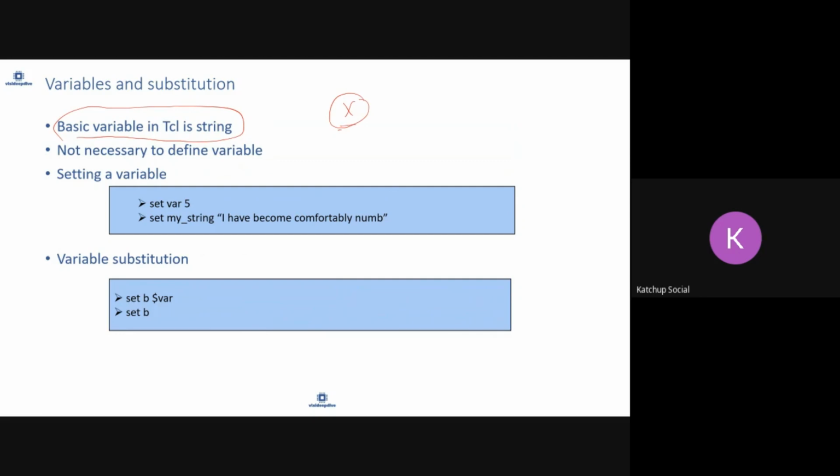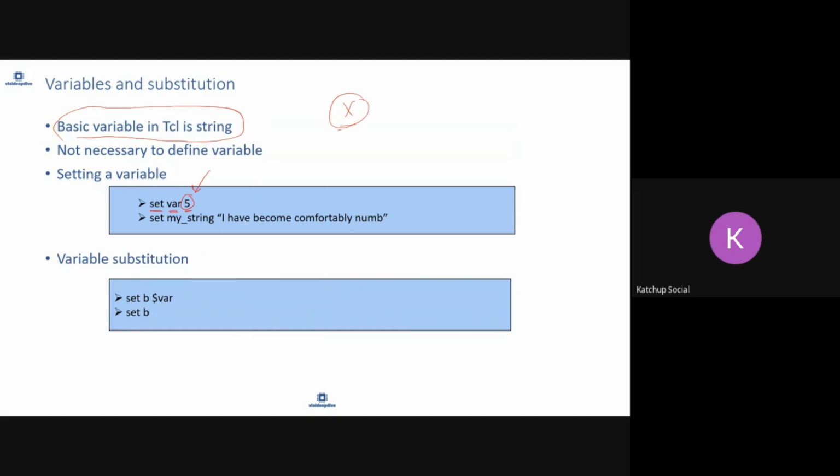Okay, so let's say I want to create a variable var and set some value. The syntax of that is set var, and whatever I want to set it to. So now note that even though it's a number looking at it, in Tcl it will be stored as a string. Okay, so it's a string 5.